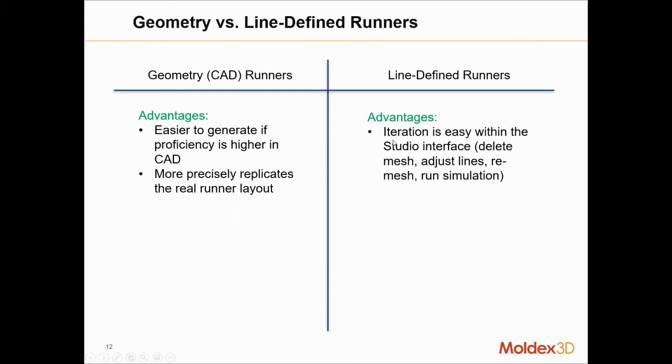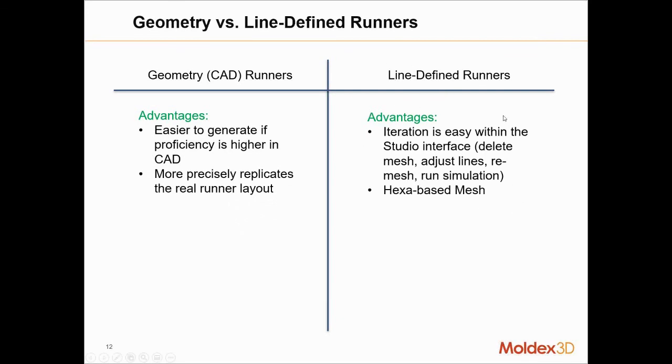All right, for line-defined runners, iteration is really easy just because, first of all, we create a simple type of solid mesh with those hexa-based type elements. I say simple, they're actually very complicated, but the way we generate them is very simple. And because the generation of those line-defined solid mesh is pretty simple, we can iterate them pretty easily. Because the lines are behind the solid mesh, we can simply delete the solid mesh, adjust the lines, recreate the solid mesh, and run the simulation. Rather than having to go back and forth between the CAD system and Moldex3D, you can just do everything inside of Moldex3D.